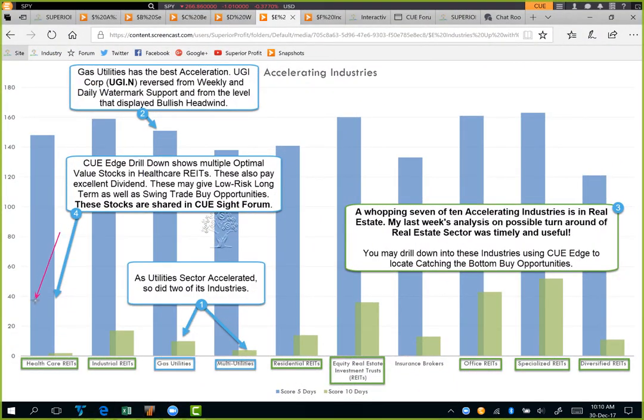Healthcare REITs. As the real estate sector went up from the bottom, healthcare REITs gained substantially. We can drill down using QA and we can find multiple optimal value stocks in this industry. They also pay, at least some of them, excellent dividends. So they could be taken as a dividend play as well, giving low risk long term as well as swing trade buy opportunities.